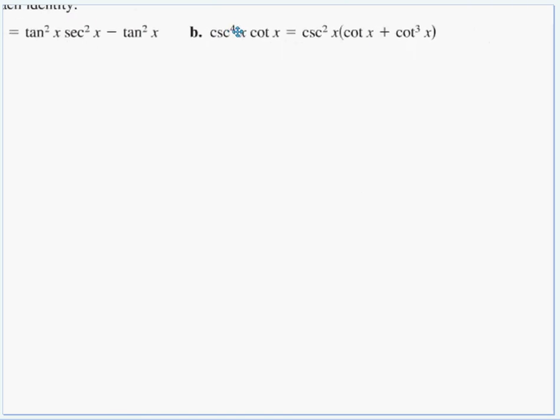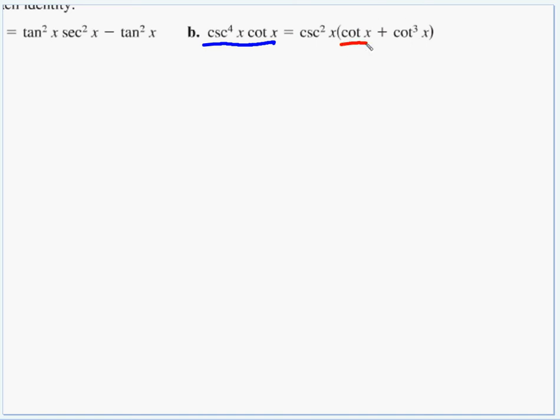The letter B looks a little different. Here's our left side. This is our finish line. I'll underline in blue, because we've got a cosecant to the fourth there, and where we're starting already has a cosecant squared. So we're going to want to take this other junk and try to turn it into another cosecant squared somehow. Now I'm going to underline in red here, in the parenthesis, cotan x plus cotan cubed of x. So we are going to be able to pull something out of there. I'm going to come over this far. I'll need the room.